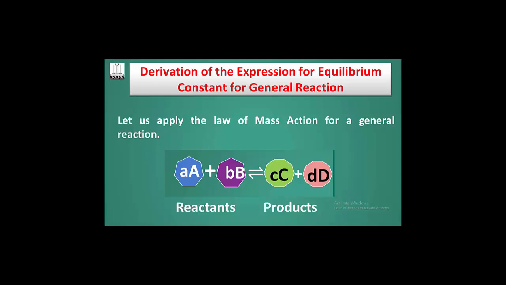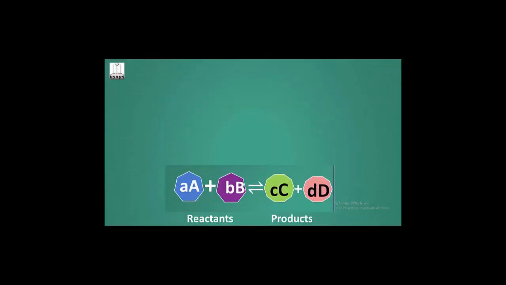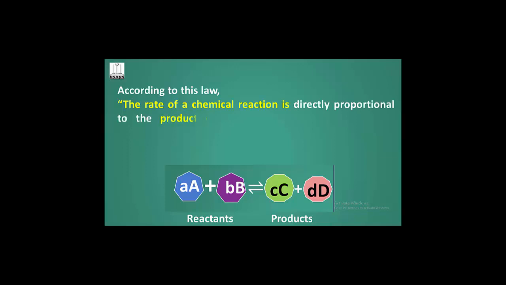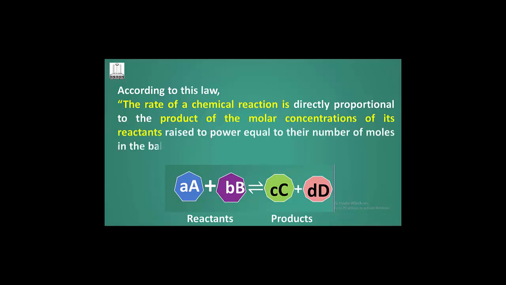And we can define the law of mass action in another way: the rate of a chemical reaction is directly proportional to the product of all the molar concentrations of its reactants, raised to the power of the number of moles, so small a and small b become their powers, which means the active masses get a power on them, which means the number of moles of a reactant. You can see in the next picture.